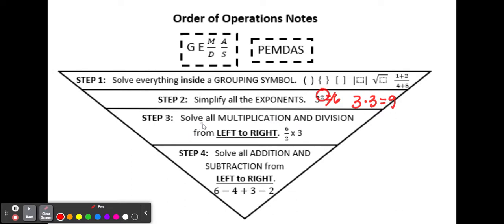The third step is solving all multiplication and division, whichever comes first, left to right. Multiplication is not done first. So that's why we don't really love PEMDAS, just because it makes you think you always do multiplication first. But that is not the case. Multiplication and division are on the same step. You do whatever comes first, left to right. In this case, we would divide first and do 6 divided by 2, which is 3, before we did 3 times 3, which is 9.